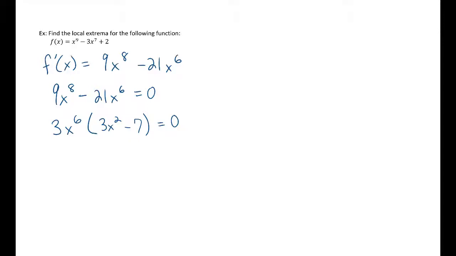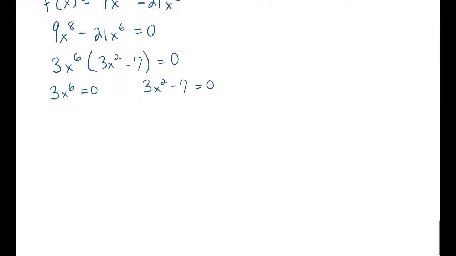And we're going to set up now two different equations, right? We have to take 3x to the 6th, set that equal to 0. And also we have to solve 3x squared minus 7 equal to 0. Well, the first equation, if you divide through by 3, you get that x to the 6th is equal to 0. You take the 6th root, I know it sounds weird, of both sides, and you just get that x is equal to 0. So that's a critical value, x equals 0.